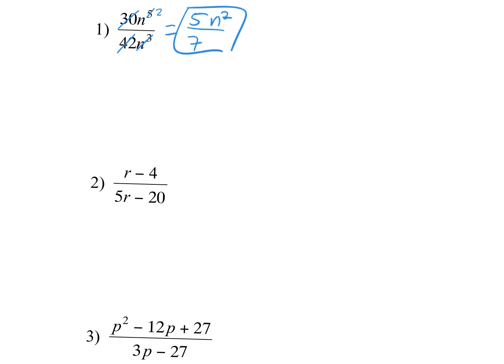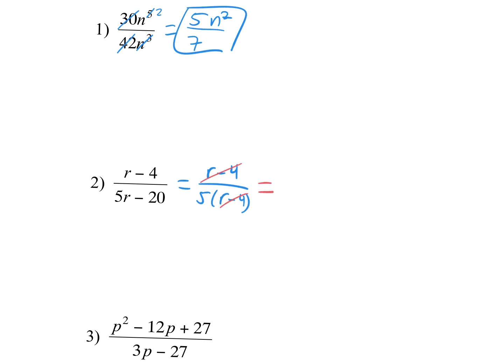And then something like number 2. So number 2, you just want to factor. We have a binomial over a binomial. R minus 4 doesn't factor at all. 5r minus 20, you can take out a GCF of 5, and you're left with 5 times r minus 4. And then what cancels here is the r minus 4.